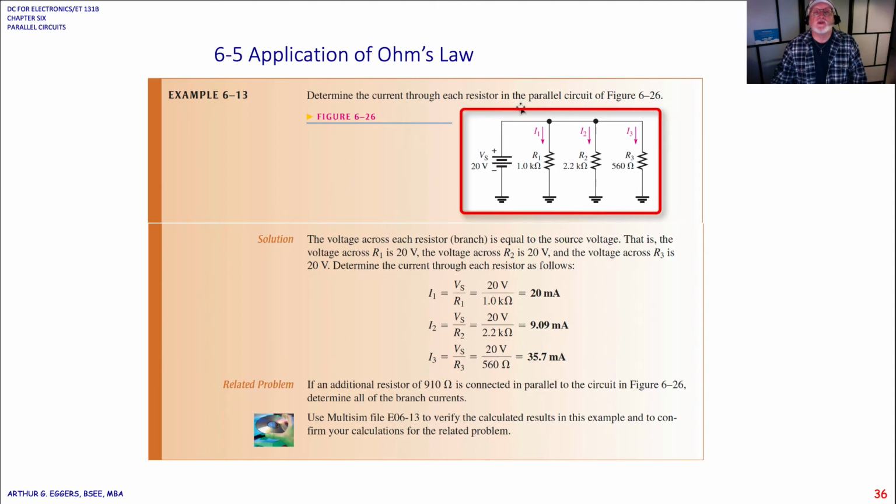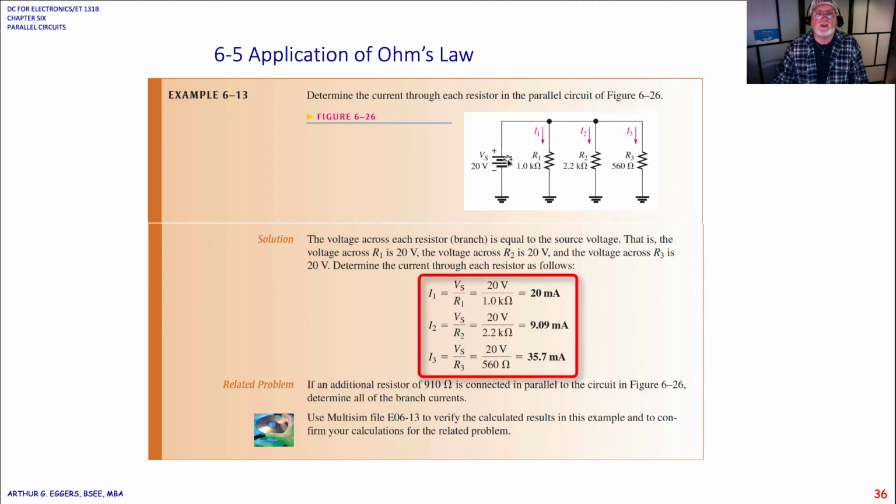Determine the current through each resistor of the parallel circuit. So again, I've got three different resistors, three different values: 1K, 2.2K, 560 ohms. So what I can do first is calculate, since I know the voltage drop across each of those resistors is the same, it's V source. I can calculate each of the individual currents, I1, I2, and I3, by using V source over the resistor in question. So 20 volts over 1K, 20 milliamps.